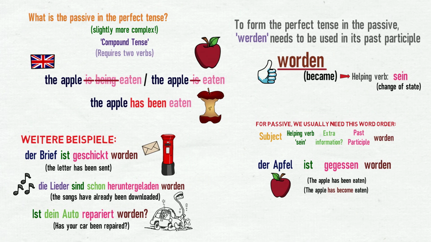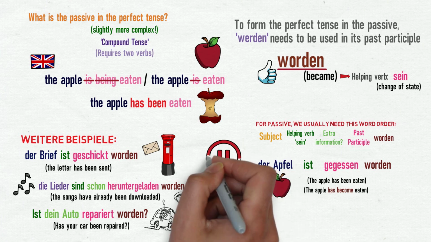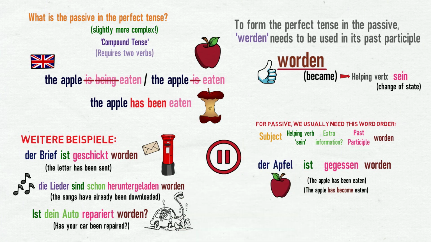So, that's how to use the passive voice in the perfect tense. It's a good idea to pause the video now to recap the new word order that we use in the perfect tense. Subject, form of helping verb sein, extra information, past participle, and worden.